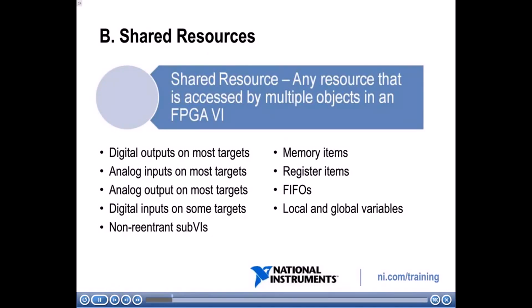In this section, we'll talk about shared resources. So what is a shared resource? It is any resource that is accessed by multiple objects in an FPGA VI. Here we list a couple examples of shared resources: digital outputs on most targets, analog inputs, analog outputs, digital inputs, non-reentrant sub-VIs, also memory items, registers, and FIFOs, which we'll talk about later on in this lesson. These are all resources that can be accessed in parallel loops.